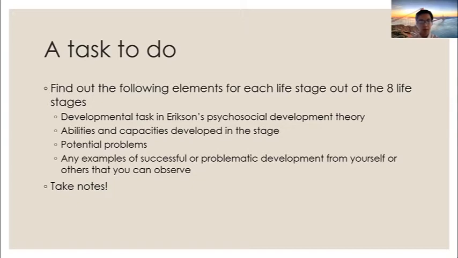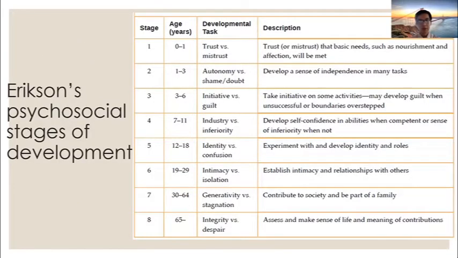Okay, so let's go to each specific stage. There are 8 stages in total, and there's a certain task to finish for each stage. Let's look at each stage. So the first stage is from the beginning, from the first day of life to 1 year old. The major task is to build trust with the caregivers or with any people that the baby meets. So the major development task for this stage is trust versus mistrust.